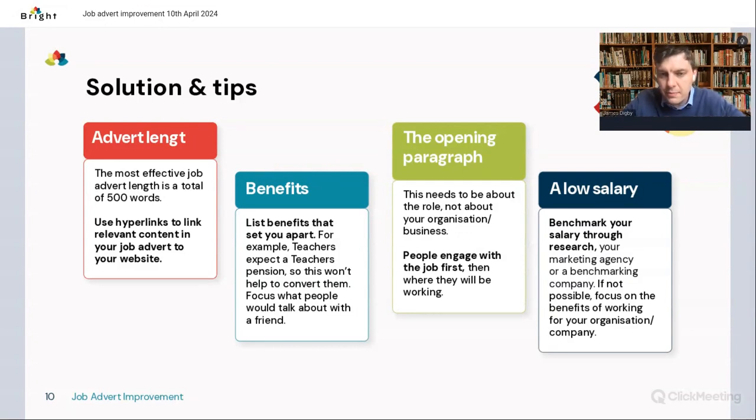Low salary can be a bit of a problem, but it is difficult in the education sector because you can be a little bit fixed with what you've got. So do consider benchmarking. Use your current marketing agency or a benchmarking partner, or do your own research to find out where your salary fits. It's really important that you do that, even if you already have an idea of whether it's particularly low or particularly high, just because sometimes these things change, and it might surprise you when you look at the results.